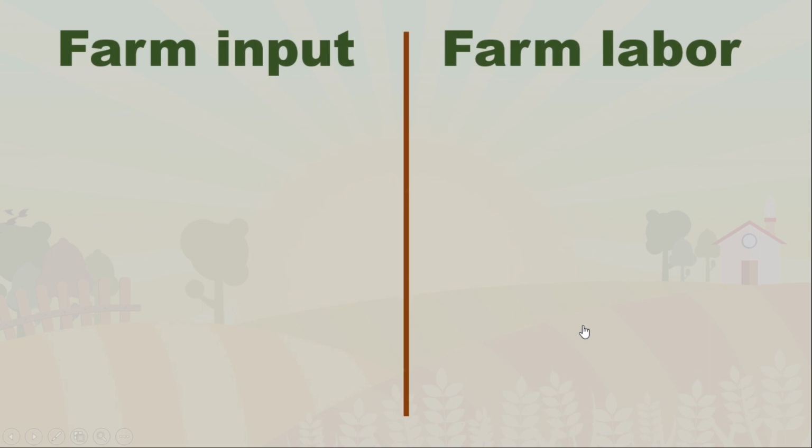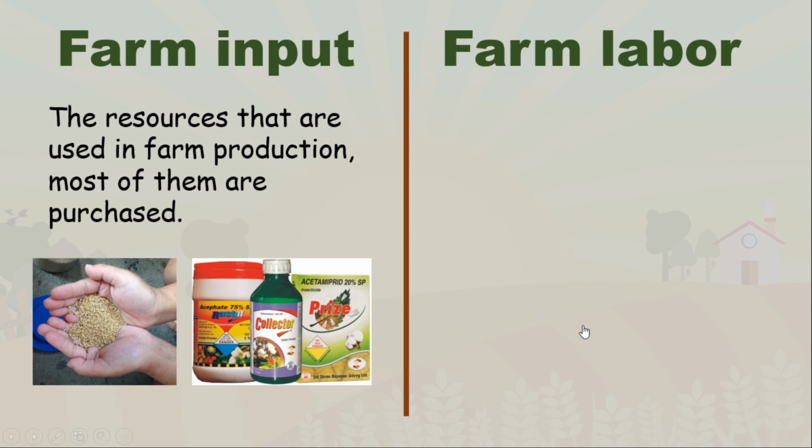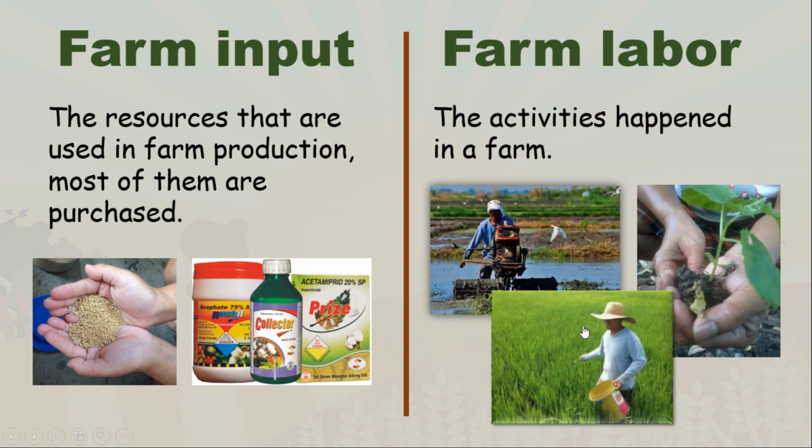Bago tayo magsimula, bago tayo mag-estimate, kailangan pamilyar muna tayo sa dalawang uring ito, farm input at ang farm labor. Ang farm input ay ang resources that are used in farm production. This is most commonly purchased, while the farm labor are the activities happen in a farm. Tatandaan nyo, ang farm input ay yung mga ginagamit natin sa farm production. Madalas dito ay consumables at ating binibili. Samantalang ang farm labor, from the word itself, labor, ito yung mga nangyayari sa ating farm or garden.